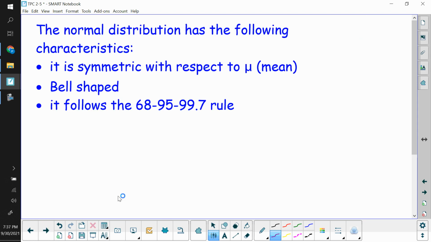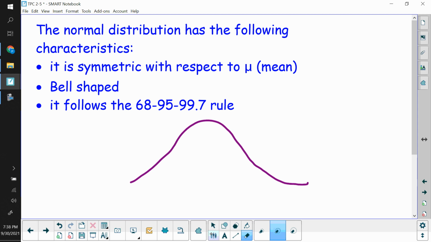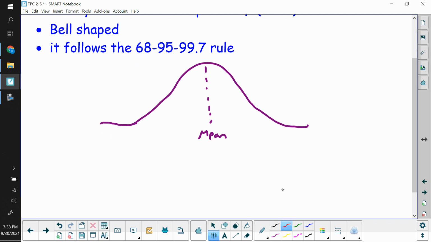So again, some characteristics of a normal distribution. It's symmetric with the mean. It's bell-shaped. So bell shape kind of looks like that. Over on that side, I should make it a little flatter. So there's our mean. And I'm going to put a +1, a +2, and a +3 here, a -1, a -2, and a -3 here to represent our standard deviations above and below.